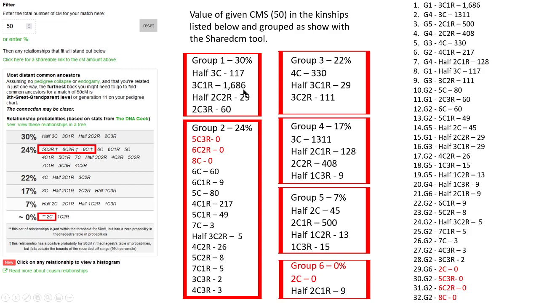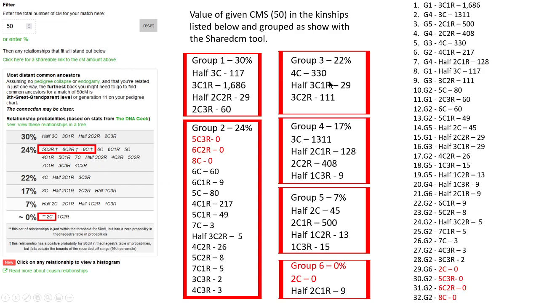And this is how many of the data points hit right on there. So half third cousin, there were 117. Third cousin once removed, 1,686. Half 2C2R, 29. 2C3R, 60. Then in the second group, you notice that these 3 are zeros. Okay, this is what we talked about before. There's absolutely no possibility. It's not it, but it shows up in 24%. So, before I realized that, I got to check these out. All right. And so here's, 6 cousin is 60, 9, 80, 217, 49, 3, 5, 26, 8.